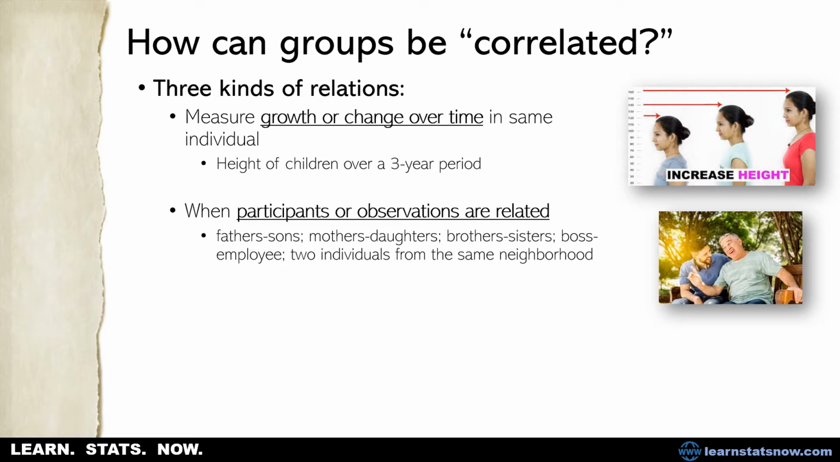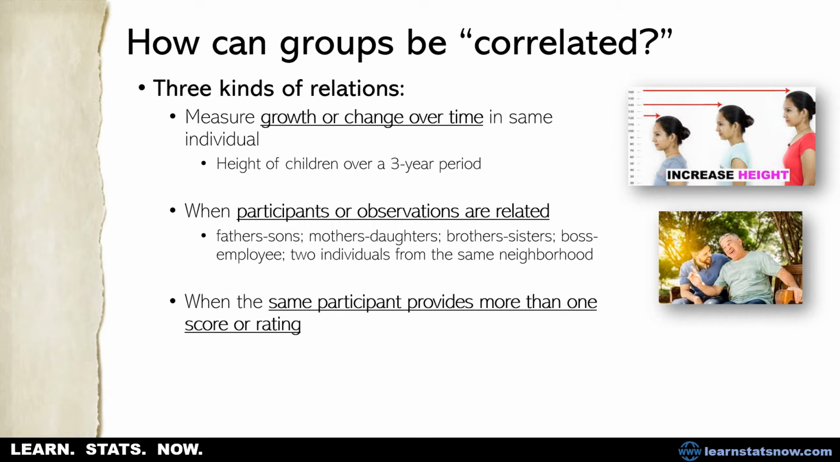The second is when participants or observations are related. So for example, there may be a familial relationship, fathers and sons, mothers and daughters, brothers and sisters, maybe bosses with employees, or two individuals from the same neighborhood, but there's some relationship between individuals such that they could be paired together. One person would be in one sample and the other person would be in the other sample, but they'd be matched together to create the D-score.